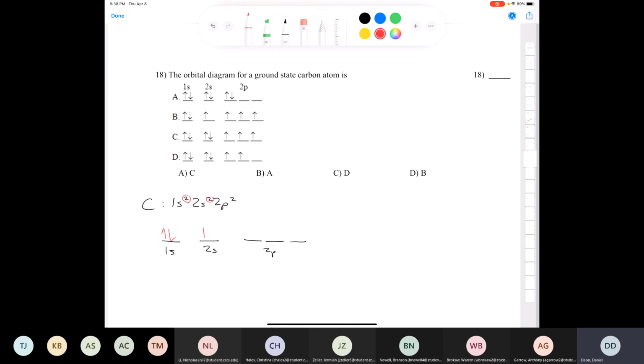If I have 2 electrons in my 2s, one is up, one is down. Based off of Hund's rule, I do not pair my electrons up like this. So A is not the right answer. Hund's rule is like what I call the bus rule, where the next electron is going to go into the next orbital because we want to have the maximum number of parallel spins. And so that means that D would be the correct answer. There we go.